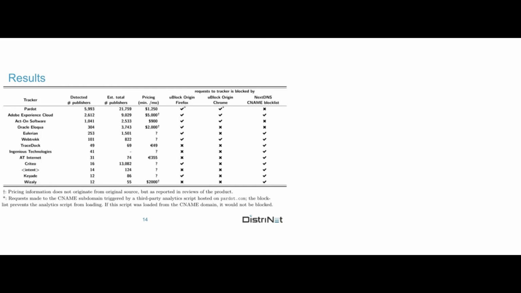And finally, we had a look whether the uBlock Origin extension on Firefox and Chrome was able to block this tracker, and whether the NextDNS CNAME block list, which we also use to extend the list of trackers that we use in our study, was able to block this tracker or not.